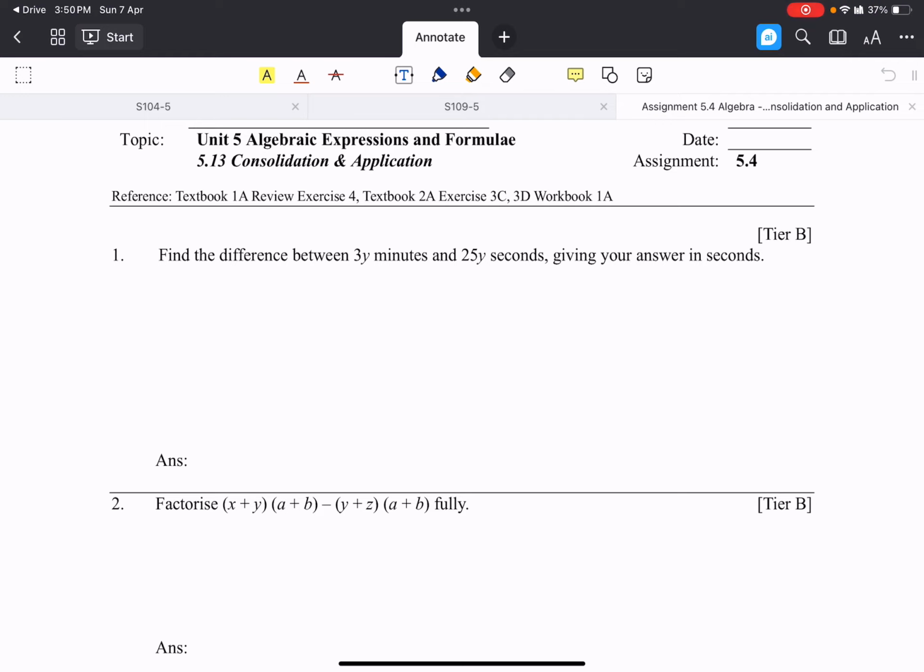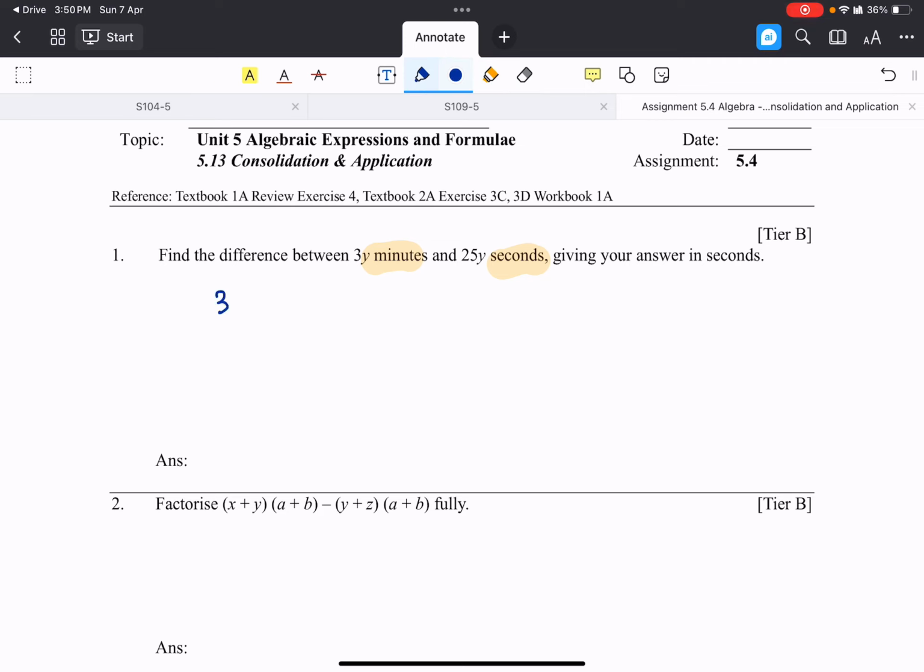So the first one, we say find the difference between 3y minutes and 25 seconds, giving our answers in seconds. Okay, so the first thing that we should take note straight away is that the units are different. So to find the difference in seconds, we have to convert the 3y minutes to seconds. So how do we do that?